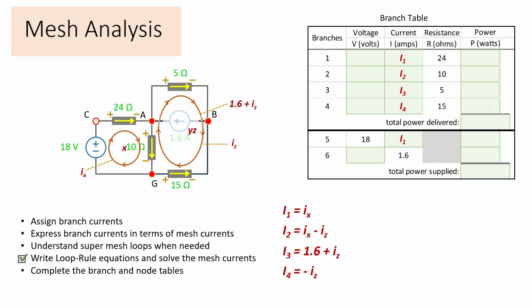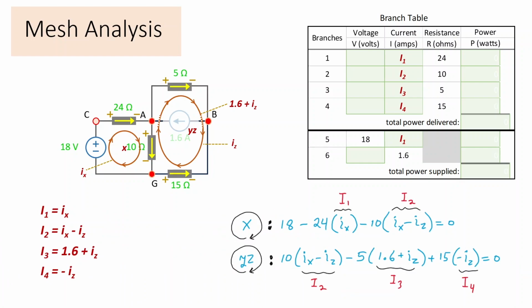So now we're ready to write our loop rule equations. And we have two, right? We have mesh X and super mesh YZ. Remember, the loop rule is an equation for volts. We're looking for the sum of the voltage changes around a closed loop equals 0. And that is why the branch current setup is so important. The pluses and minuses on the resistances are key to getting these terms correct.